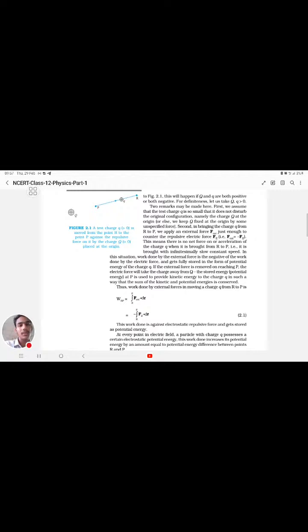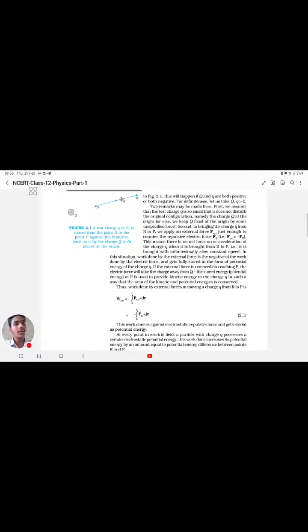Obviously, because they are equal in magnitude and opposite in direction, and they are doing the same thing in the opposite sense, the work done by the external force is the negative of the electric force's work, and it gets fully stored in the form of potential energy of the charge q. So if the external force is removed on reaching P, the electric force will take the charge away from capital Q, and the stored energy at P is used to provide the kinetic energy, such that the sum of the kinetic and potential energies is conserved.